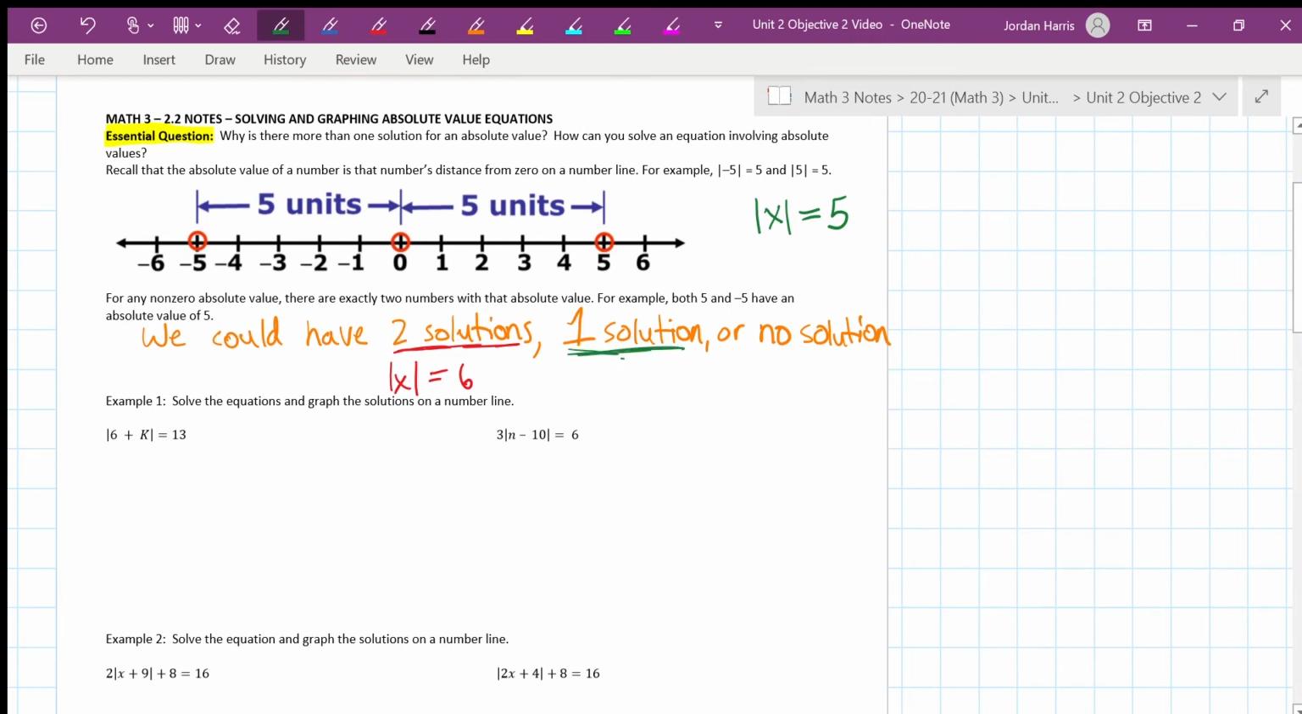One solution happens if we have the absolute value of anything equaling 0, right? If we are 0 away, that means there's only one spot where we can be, at 0. So the absolute value of anything equals 0. And the last one, no solution, is when the absolute value equals a negative number, right? An absolute value can never equal a negative number. By definition, an absolute value is always positive. So therefore, there'd be no solution if that's the case. These are very simplified versions, so realize that they're not the complicated ones.